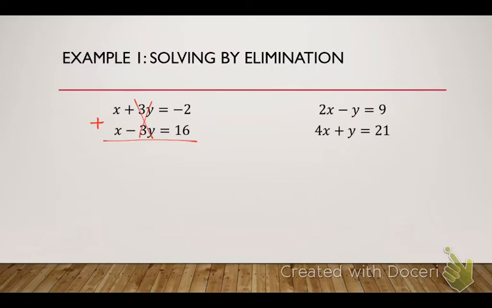What would x plus x be? 2x. What would negative 2 plus 16 be? 14. And now how could I solve for x? Divide by 2. X equals 7. Can you go back and plug back in for x? Now, let me ask you this. If you're solving for y, you can do either one. If you're solving for y, which one would you pick?